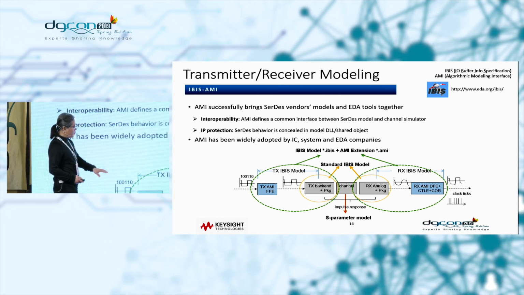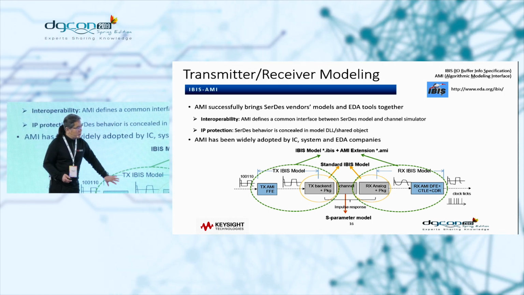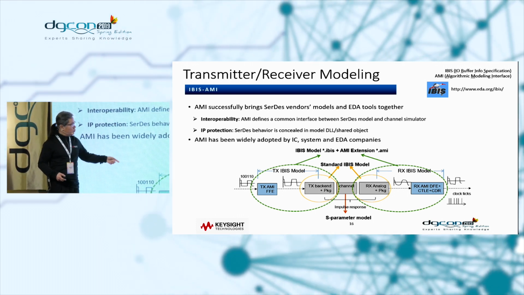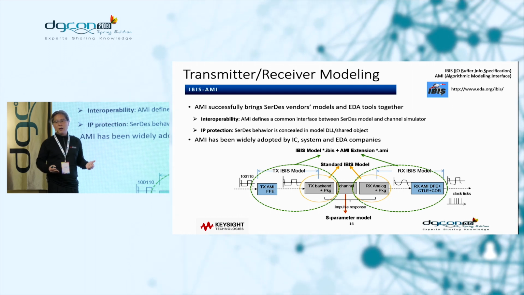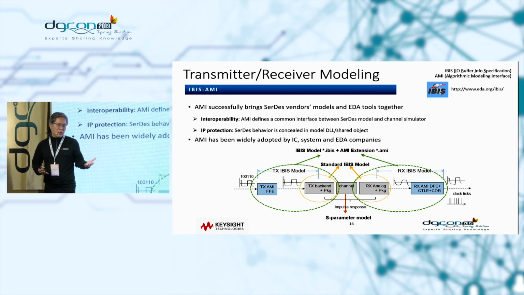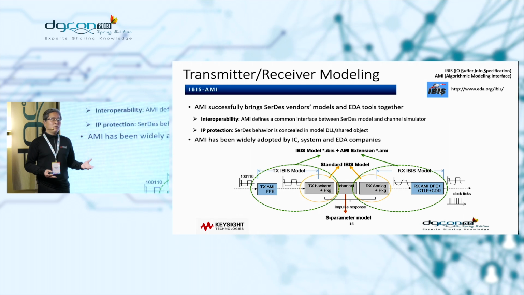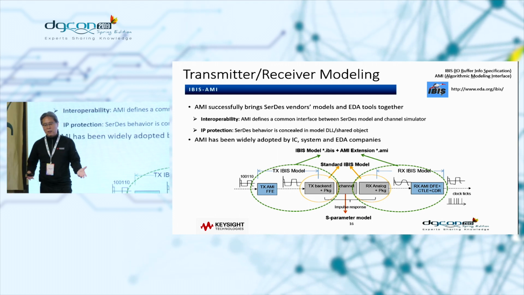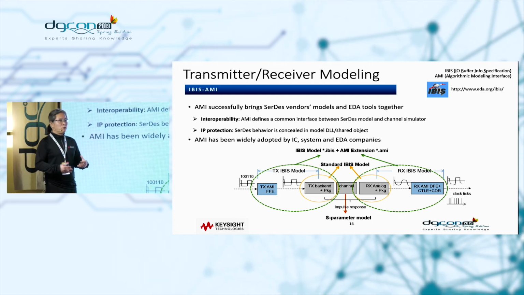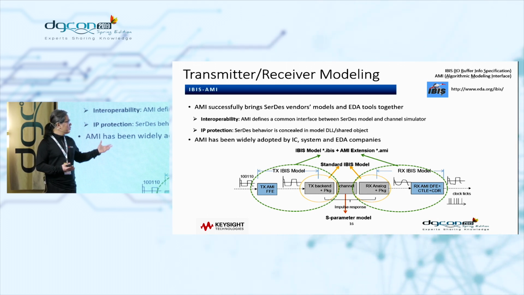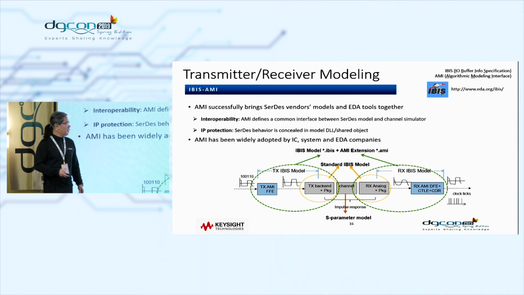But one of the reasons why people are using IBIS-AMI is that it comes as a DLL or .so file, which means they don't need to reveal their IP. It's not like SPICE circuits, right? Therefore, it shows all the necessary capabilities and characteristics of the chip without revealing their own IP information. That was one of the main reasons why people developed IBIS-AMI, which is extensively used in the SerDes market.